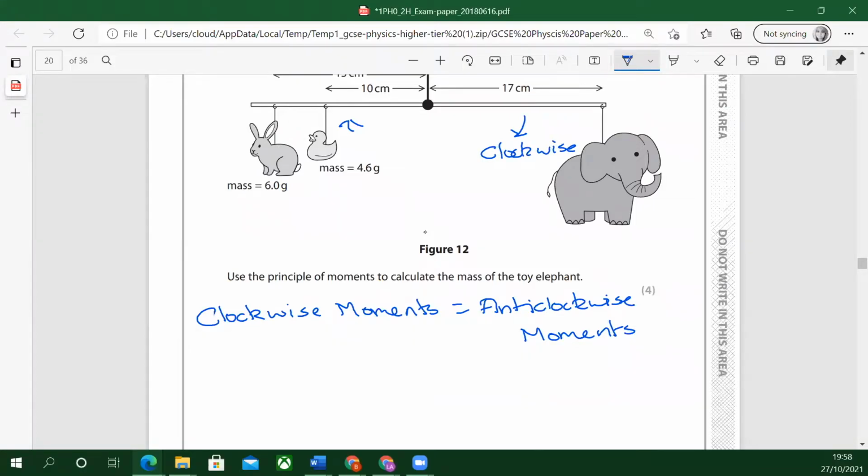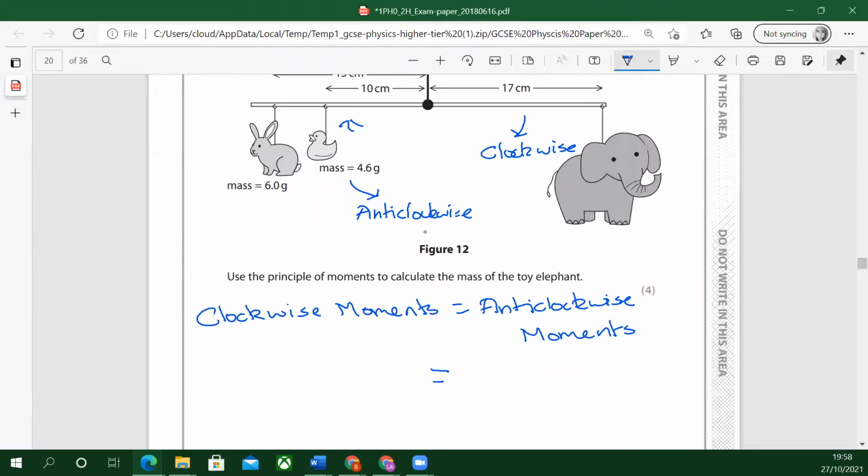Okay, so let's work out. First we can work out the anti-clockwise moments. So it's clockwise, and this is the other way around, anti-clockwise. Let's work out the moments of the duck and the rabbit. Clockwise moments is actually the elephant's. Let's write the elephant on this side.